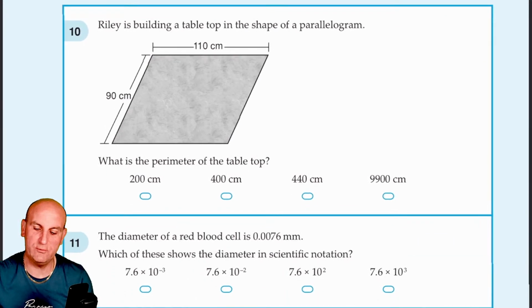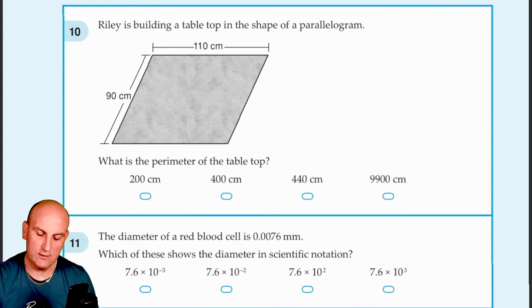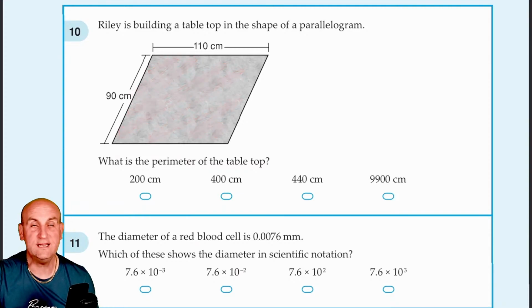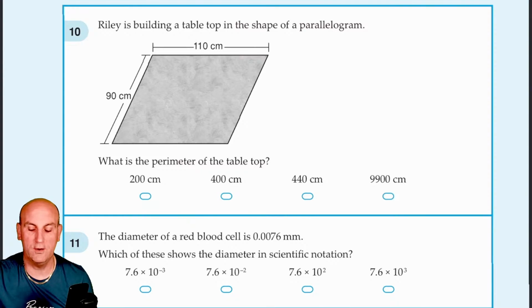Riley is building a tabletop in the shape of a parallelogram. What is the perimeter of the tabletop? Now, perimeter, again, a lot of people get very confused. And here's a hint for those of you out there who are actually watching this stuff. When we color stuff in, and you notice we've actually colored this in, or NAPLAN have colored it in, that actually tricks the brain. You get so used to seeing things colored in that you work out the area, and a lot of people will do 90 times 110 and get the wrong answer. But it doesn't want the perimeter, all right?